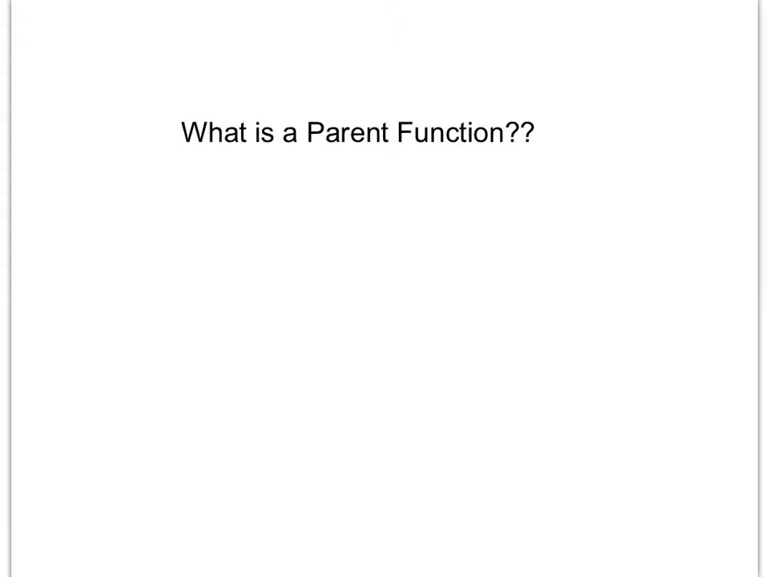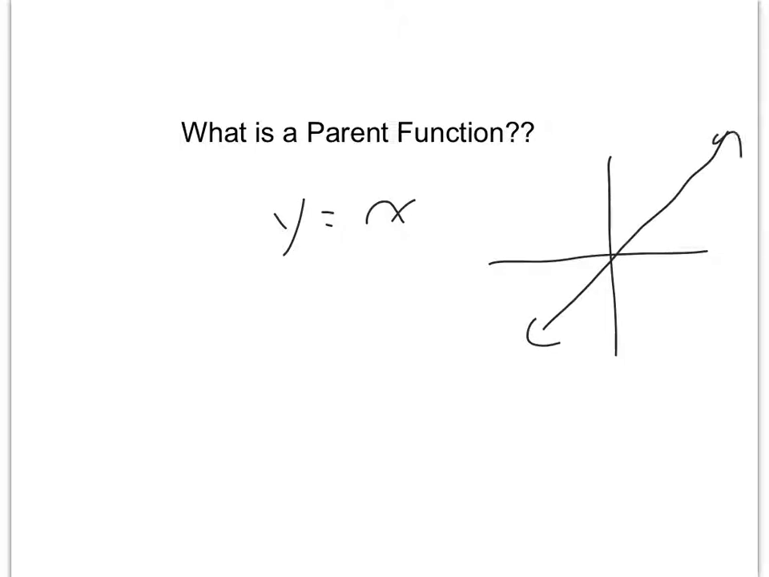Like for example, if I have a parent function of a line, it's going to be y equals x. That is our parent function of a line, and of course, a parent function of a line looks like that. Once I throw in an m and a b, we know that's a linear function, but now our graph has turned around depending upon the values of our m and b.